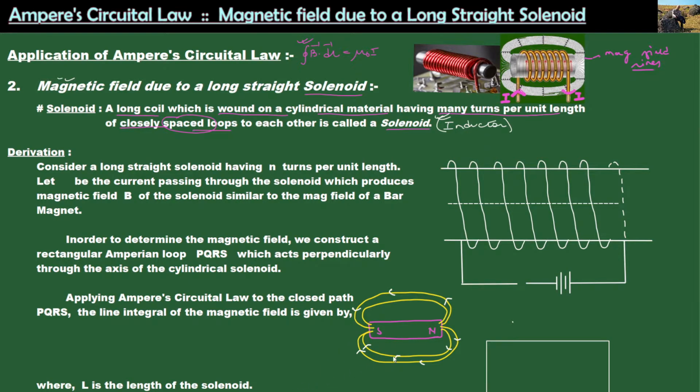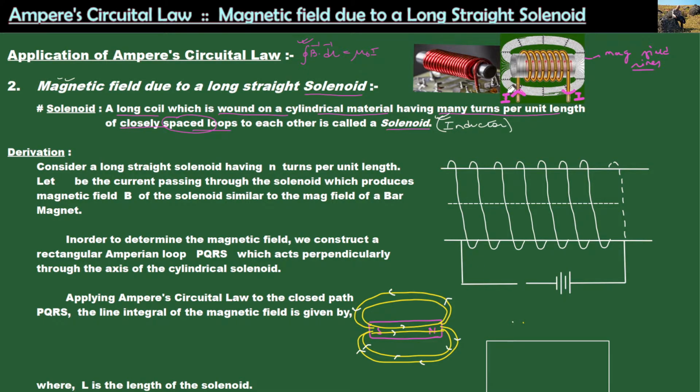Whereas inside the magnet, the field lines come out in this direction. So these are the field lines. Outside the magnet, they start from north and go to south, whereas inside the magnet, the magnetic field lines move from south to north.